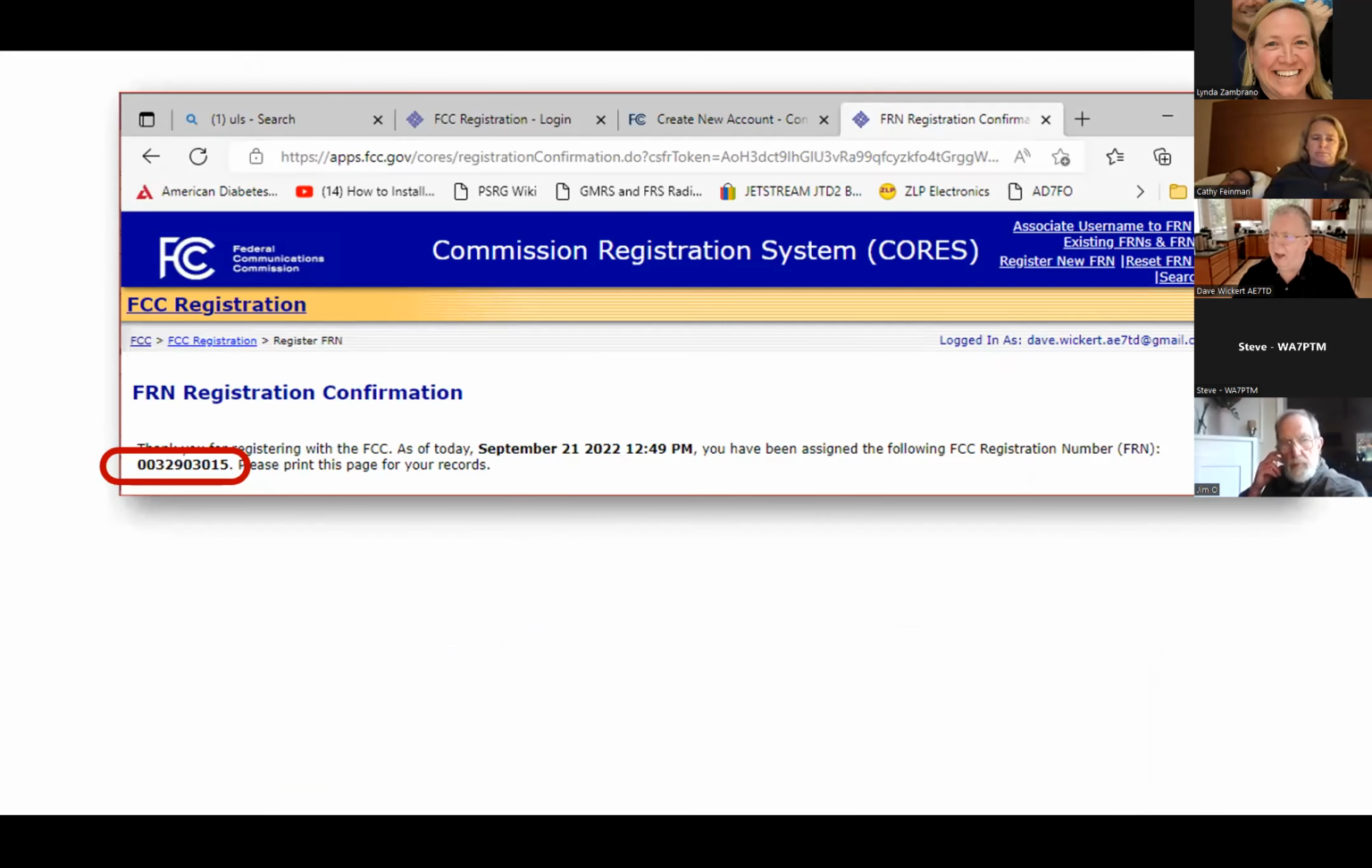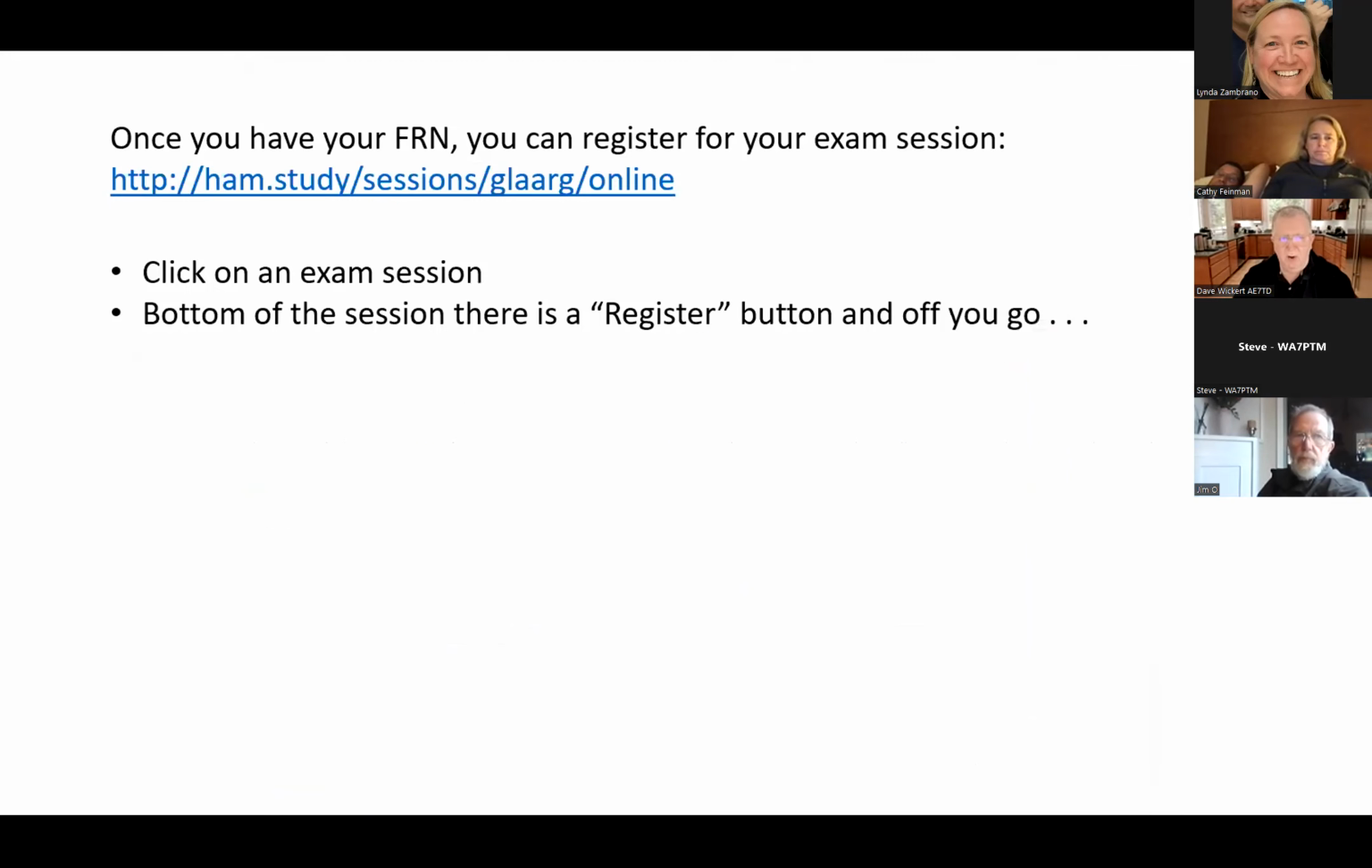And then your next page will say, here's your FRN number. And this is a 10-digit number. It's a sequential increasing number. You need to write that down. So write down that FRN number, that 10-digit number, and then you can use that when you go to your online exams and you find an exam that you want and you click on the register button. One of the pieces of information that they're going to ask you is what's your FRN number, and you give them that 10-digit number that you got off of the page.